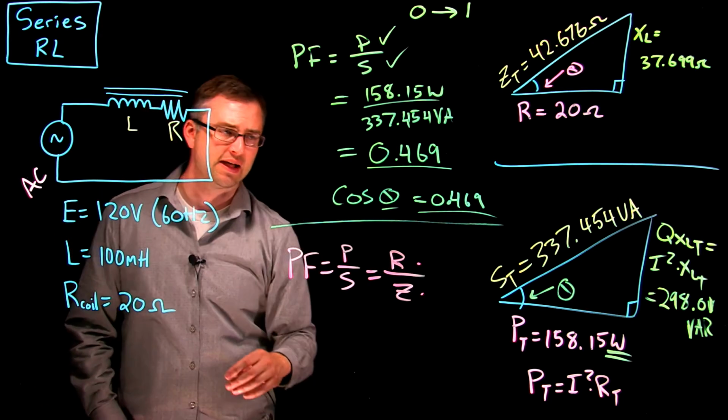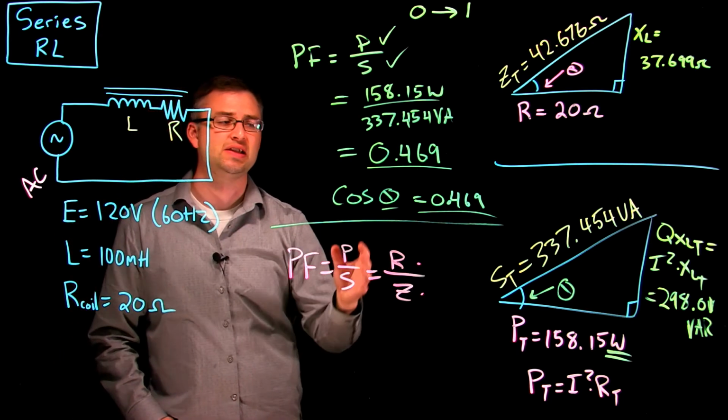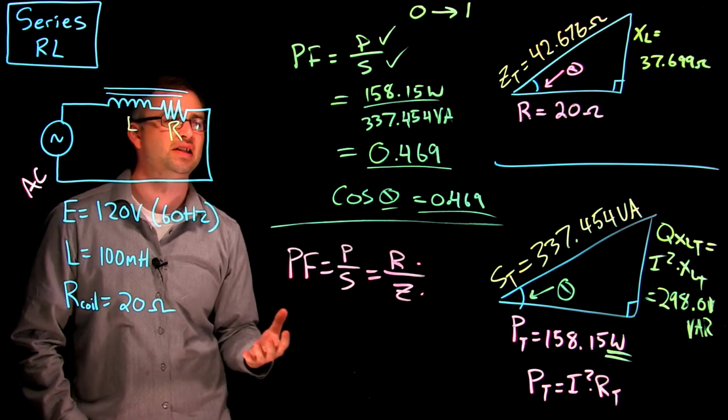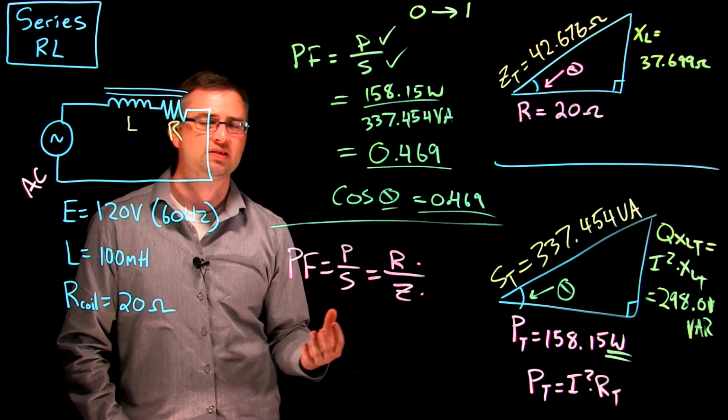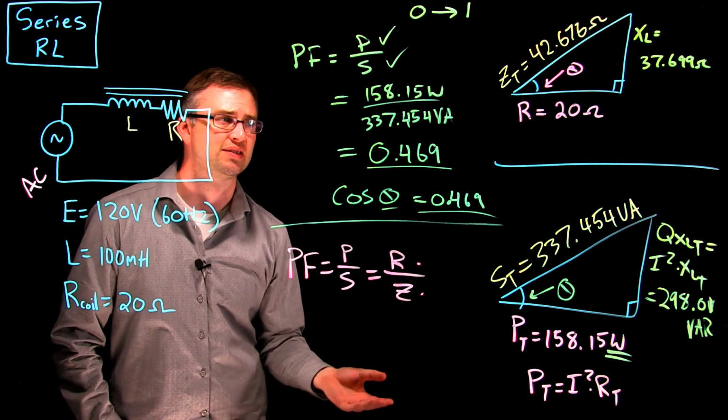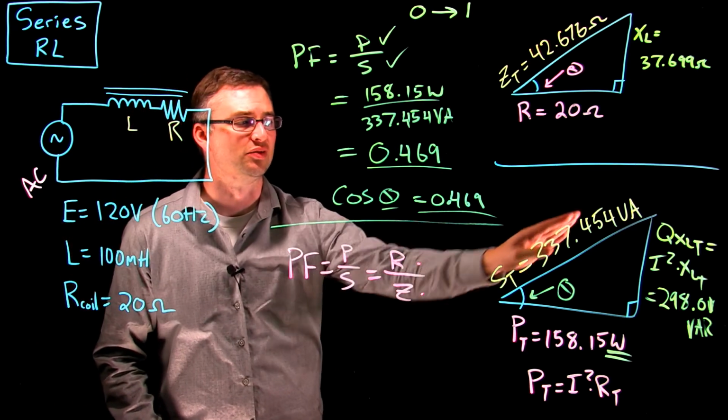So power factor is just a relationship between the two sides, and it gives you an inclination as to how many watts are in the system versus how many VARs are in the system, and you compare that to the VA, which is the total of the two.